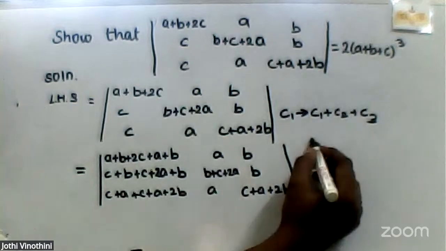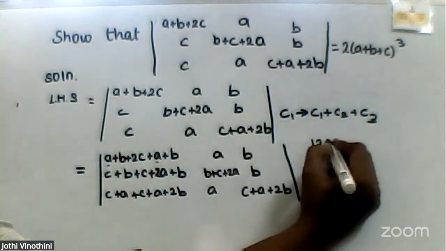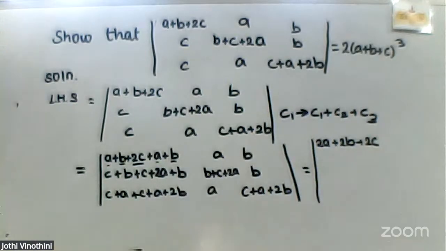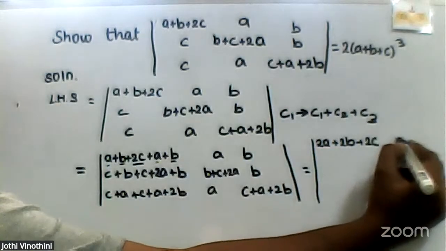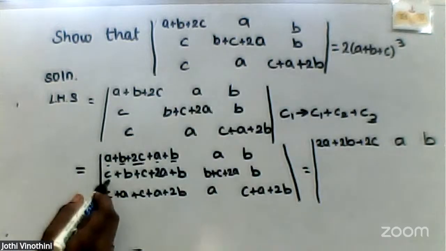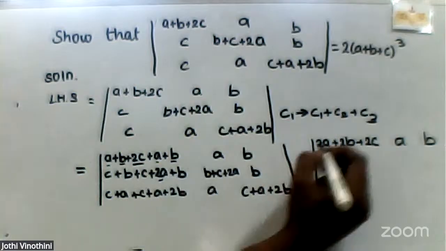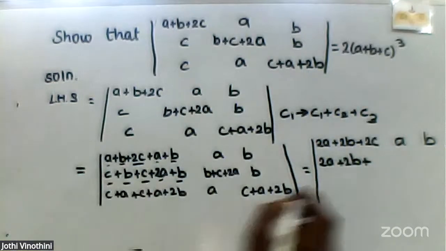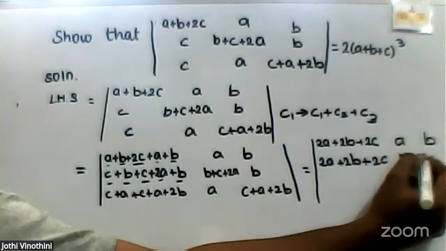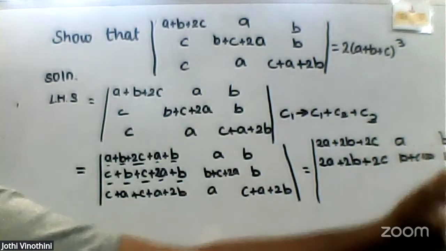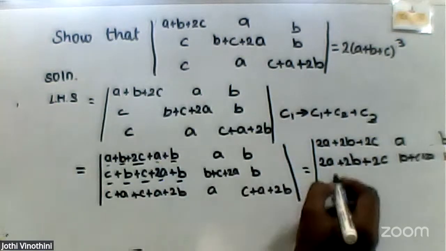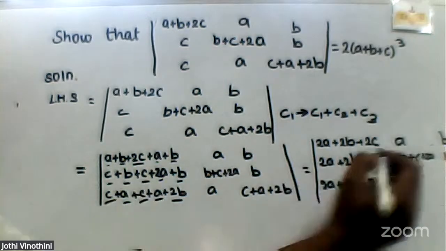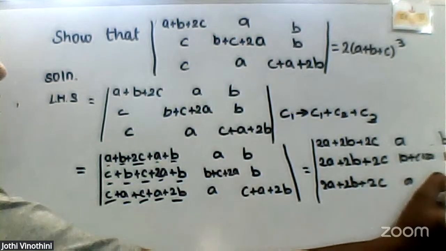Now we are going to simplify this. Here a becomes 2a, plus 2b, plus 2c. The remaining two elements remain the same, a and b. Checking row 2, again 2a plus 2b plus 2c, and the remaining two elements remain the same. In the last row, 2a plus 2b plus 2c, here a, here c plus a plus 2b. Right?